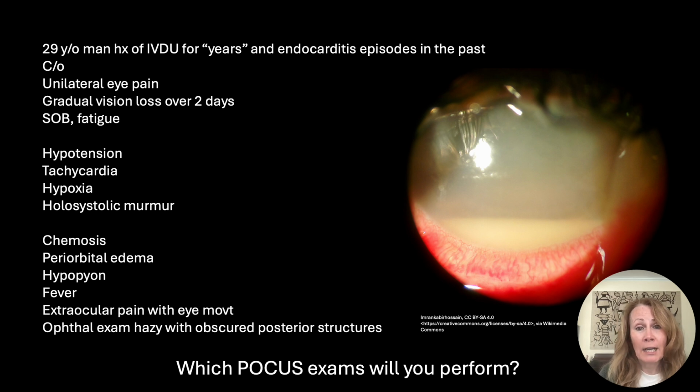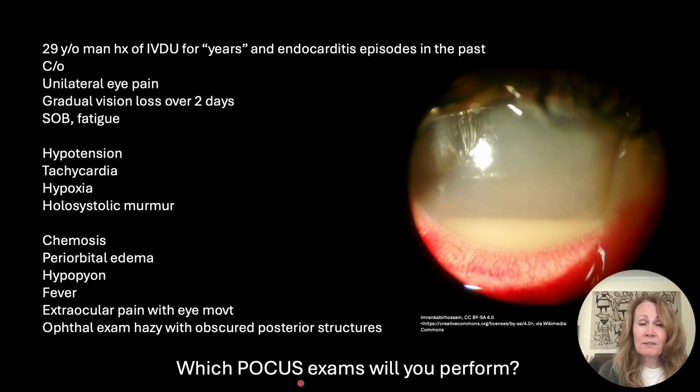When you look at the eye, you see chemosis, you see periorbital edema, you see hypopyon, which is this layer. When you look at the eye, a layering by gravity in the eye and general haze. He has fever, he has pain with extraocular eye movements, and when you look with the ophthalmoscope, you can't really see the posterior structures well, you just see a general haze.